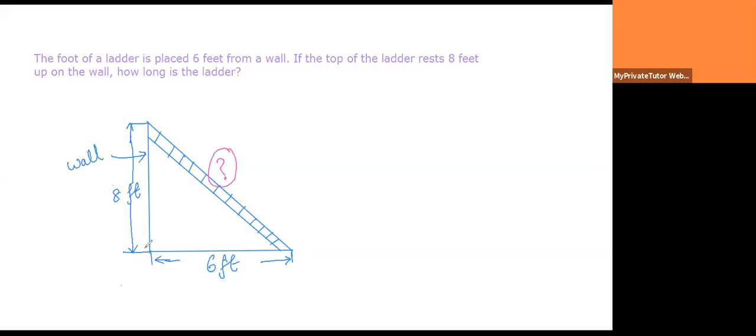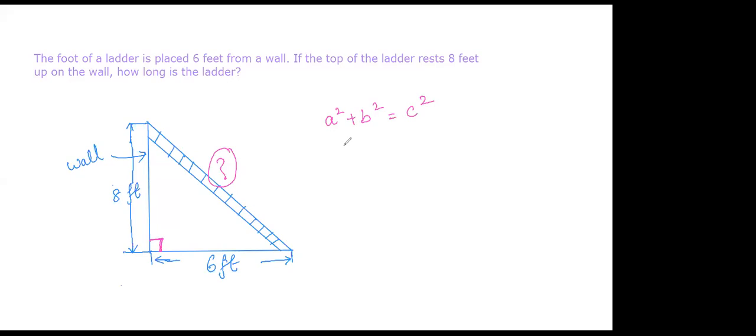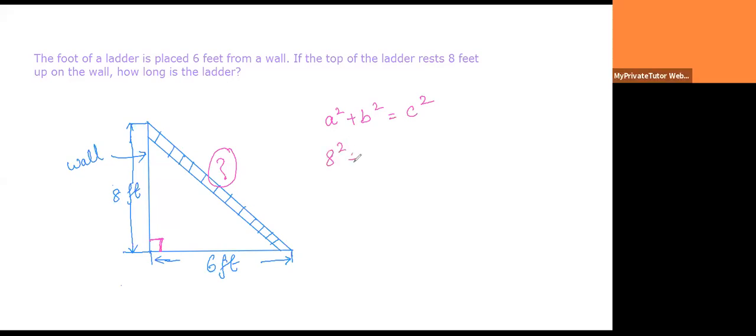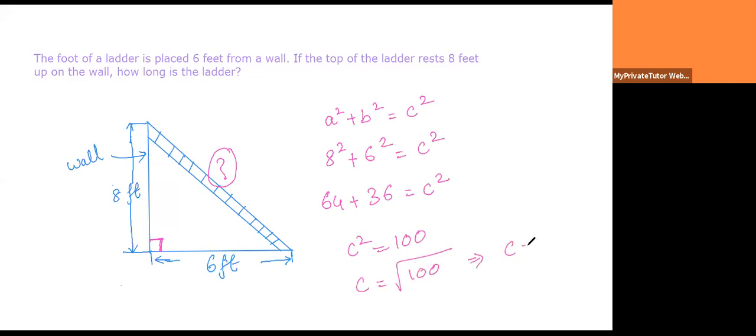I hope you can see that it forms a right angle triangle here. I hope everyone agrees. So you can just use the Pythagoras theorem. I think I got the answer from Joseph. So 8 square plus 6 square equals c square. 8 square is 64, and 6 square is 36. If you add both, we get 100, guys. So c equals the square root of 100, which is 10. So 10 feet.